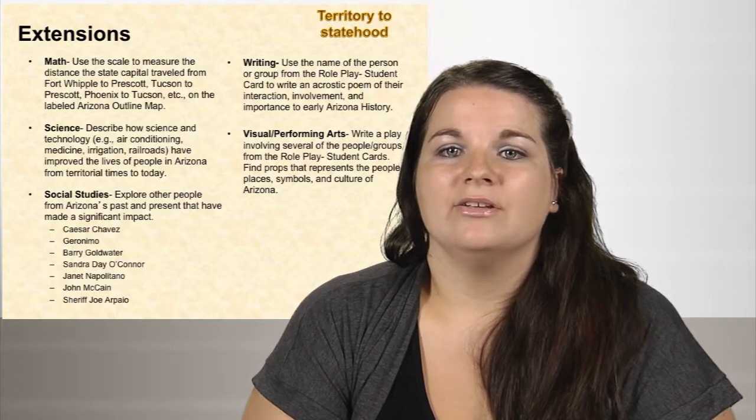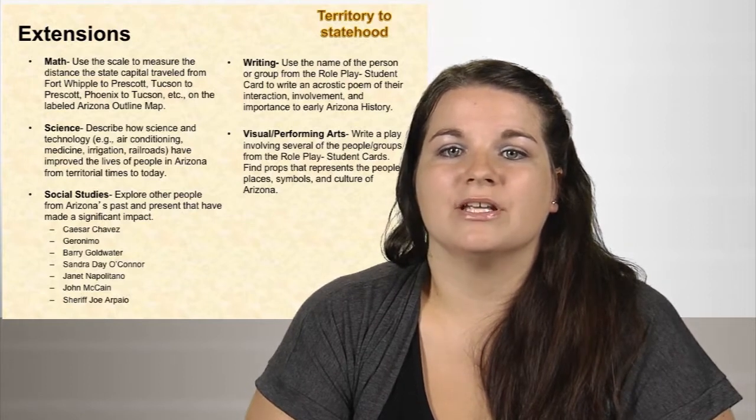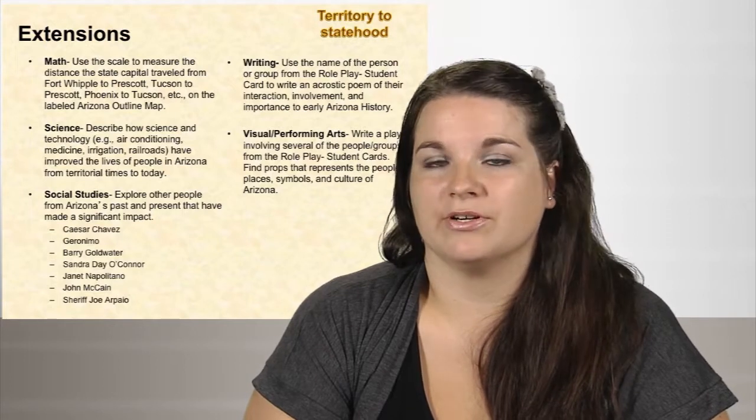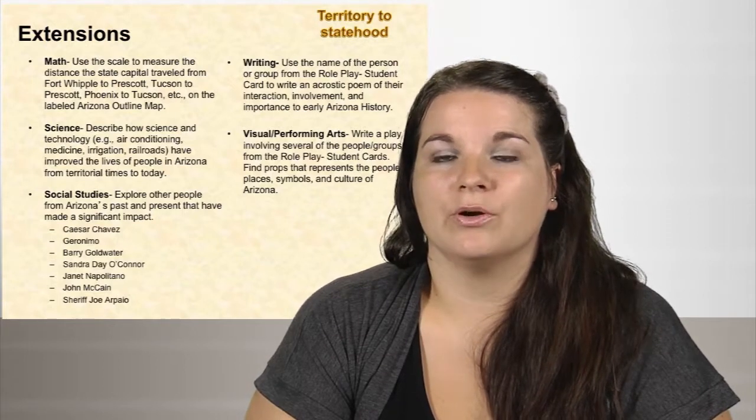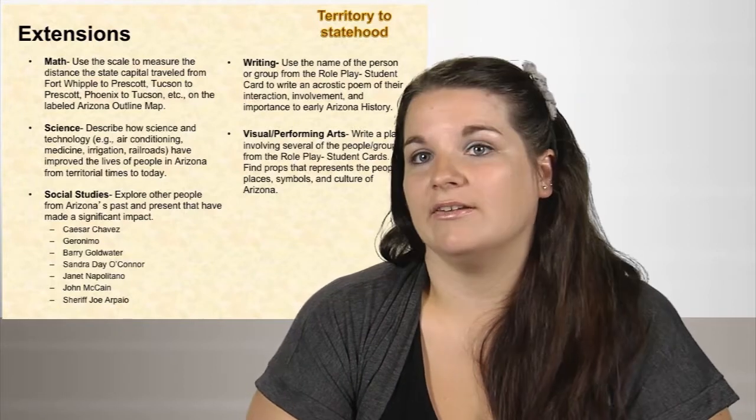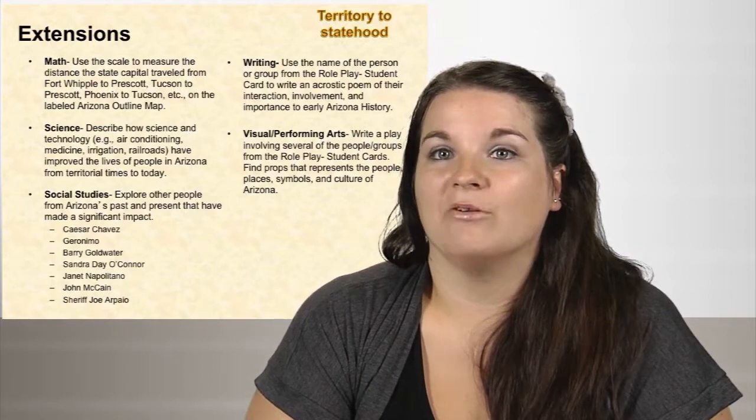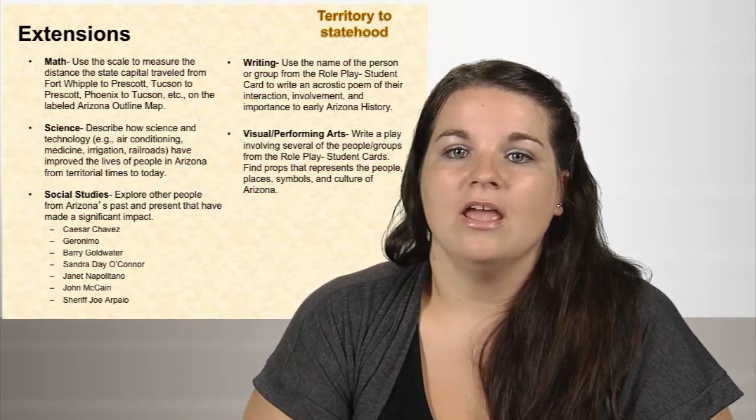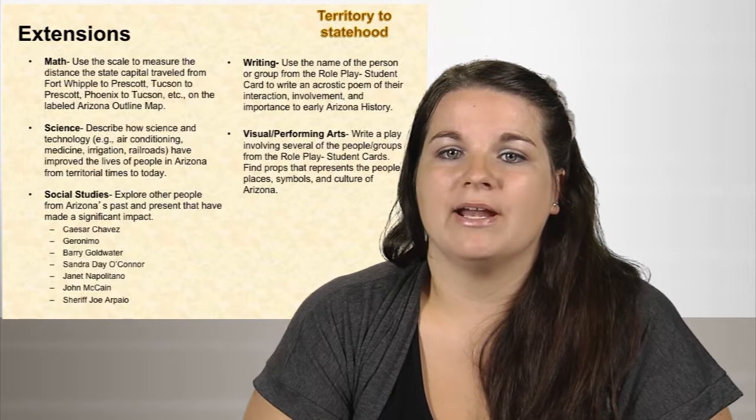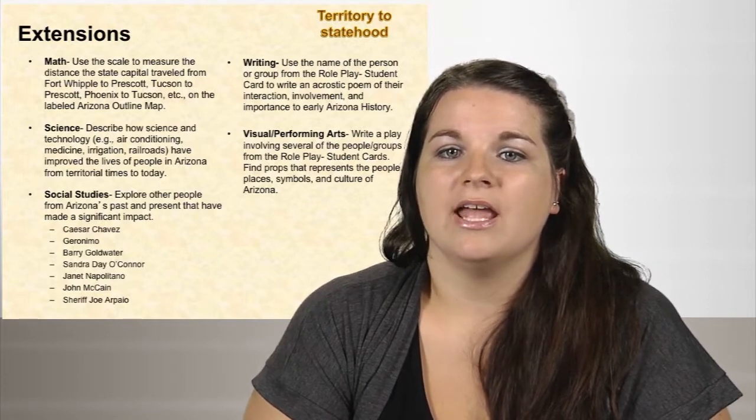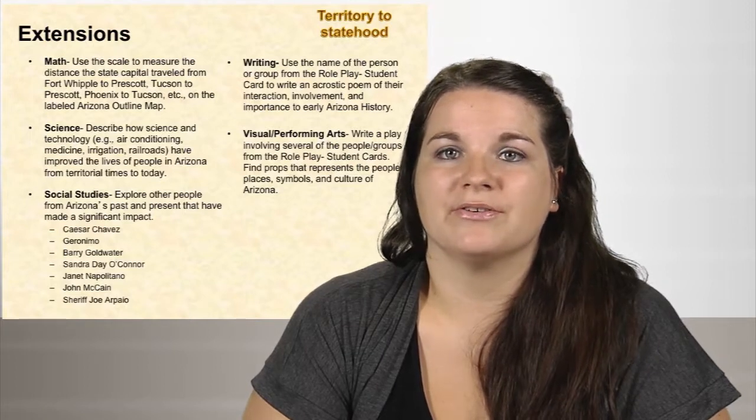In writing, you can use the name of the person or the group from the role play student card to write an acrostic poem. So for example, if you were a railroad worker, maybe write an acrostic poem using the word railroad, and that student individually could write a poem about how railroad workers or how the railroad was important to the state. Visual performing arts, you could write a play involving several of the people or groups from the role play card and find props that represent the people, places, symbols, and culture of Arizona.